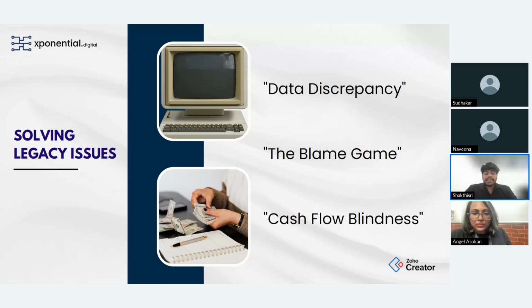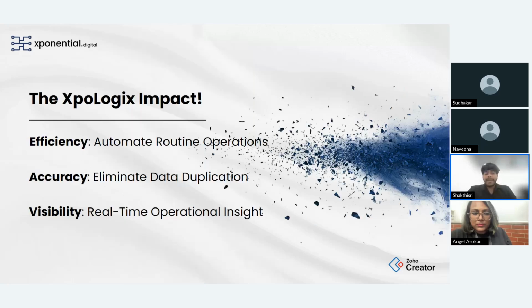Going ahead with the Expo Logics impact, the impact is actually measurable. We are talking about efficiency, which comes through the automation powered by Zoho Creator. Then we have accuracy, by killing data duplication and human errors. And then we have visibility, which gives you actual insight into your operations. This is how you move from surviving to actually thriving.